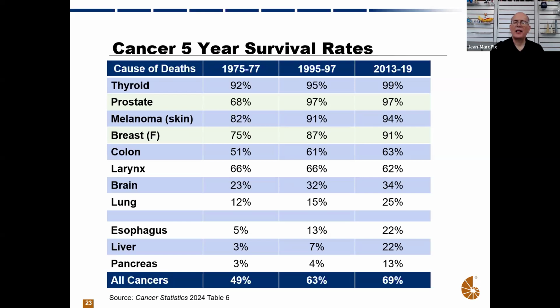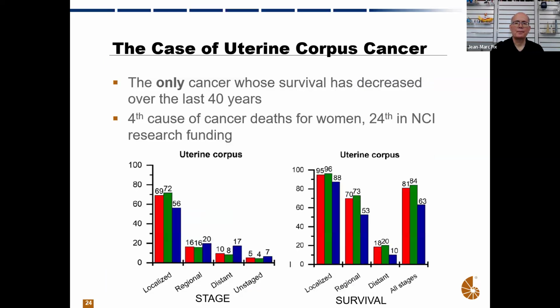Lower on the scale here, you can see that larynx cancer has not really improved that much survival-wise. And the bottom three are the most lethal cancers, and we've seen some improvement, but there's still a very low number. But pancreatic cancer used to have a survival of 3% after 5 years, now 13%. Not really positive news, but it's still quite a difference.